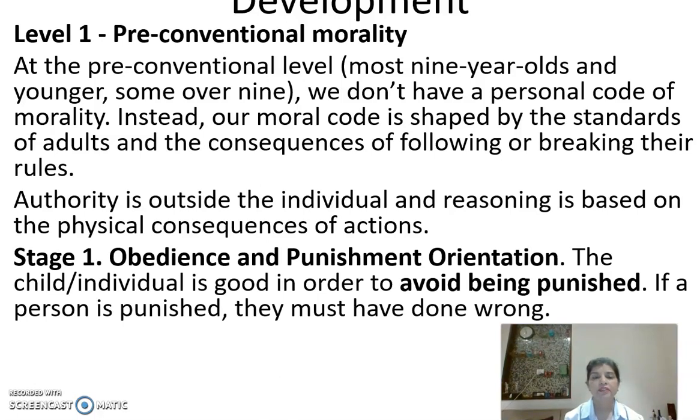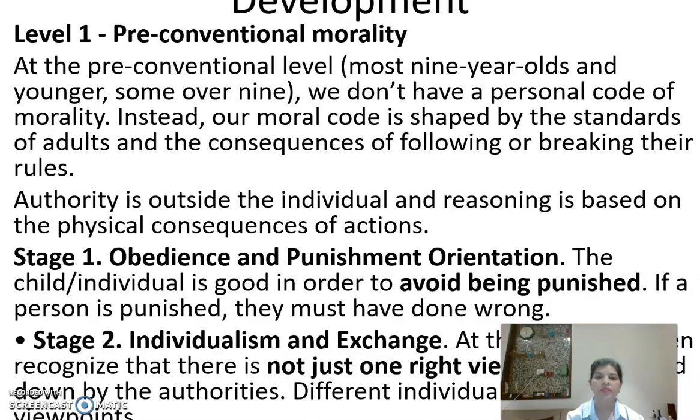This level 1 was further divided into 2 stages. Stage 1 is obedience and punishment orientation. The child or individual is good in order to avoid being punished. If a person is punished, they must have done wrong. And stage 2, individualism and exchange. At this stage, by the time the child is interacting with various individuals, they recognize that there is not just one right view that is handed down by the authorities. Different individuals have different viewpoints. So that is the individualism and exchange stage. That was level 1, the pre-conventional morality stage.